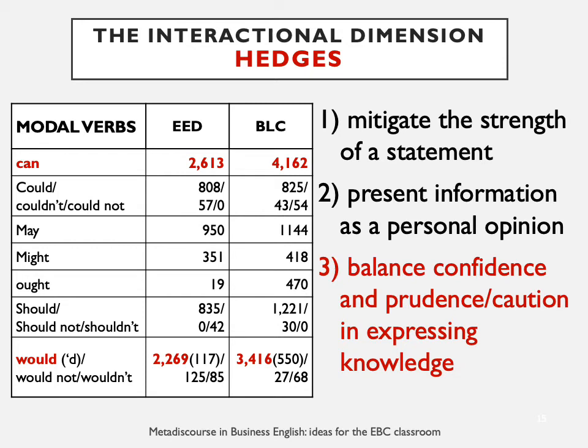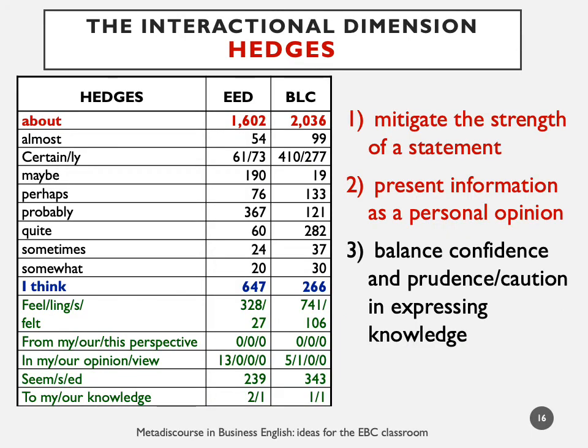Also, the presence of can is almost double in the business letter corpus with respect to the other corpus. Similarly, the presence of would is much higher in the latter than in the former corpus. This table shows some of the other hedges I searched.